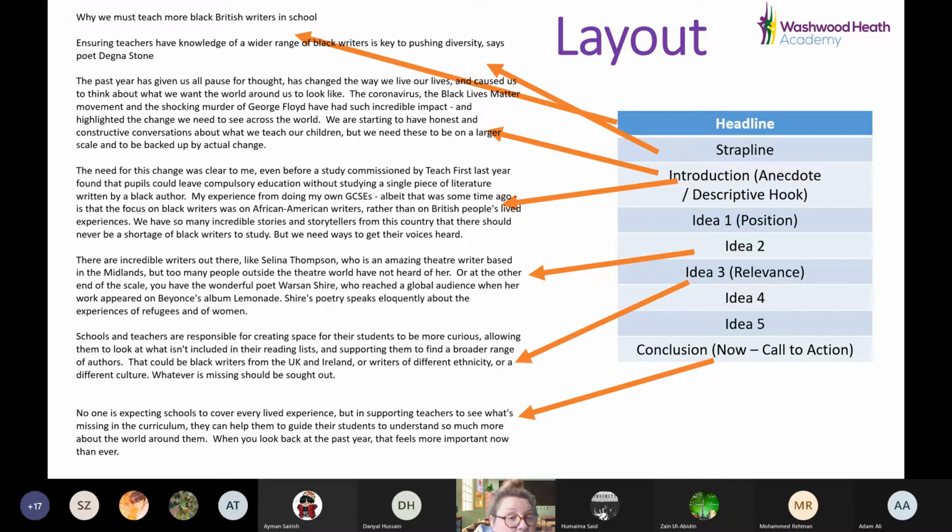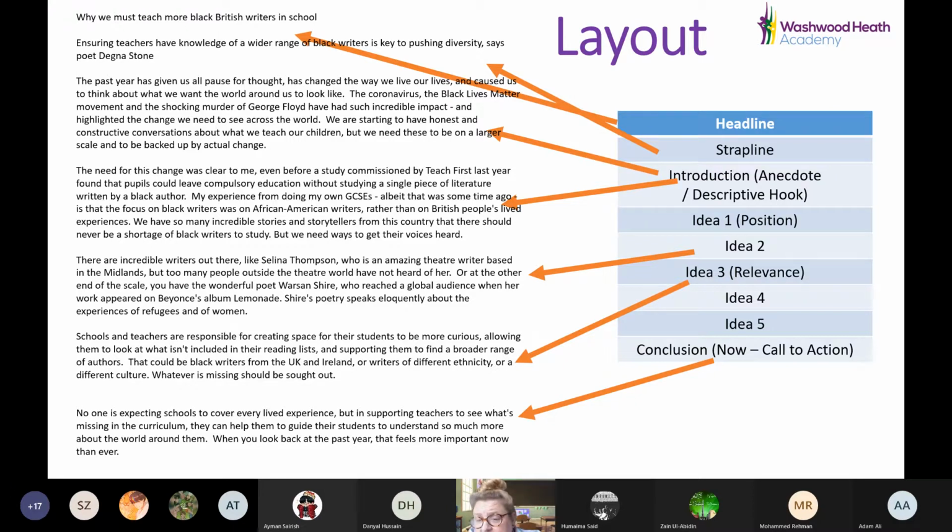My experience from doing my own GCSEs, albeit it was some time ago, is that the focus on Black writers was on African American writers rather than British people's lived experiences. That's a supporting statement. That's almost evidence. We have so many incredible stories and storytellers from this country that there should never be a shortage of Black writers to study, but we need ways to get their voices heard. So that's the ending part of that paragraph.